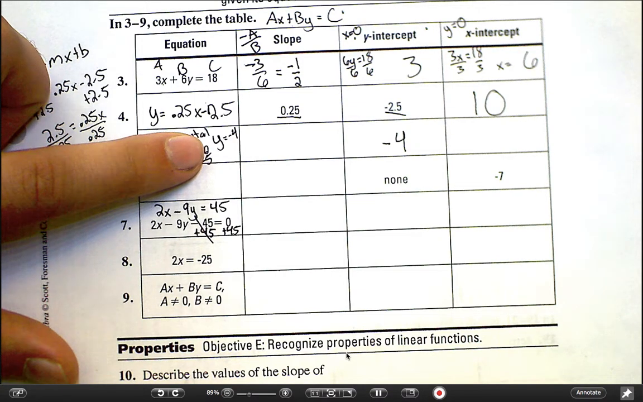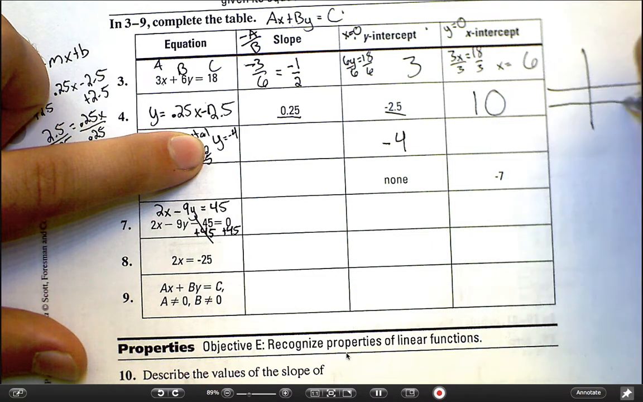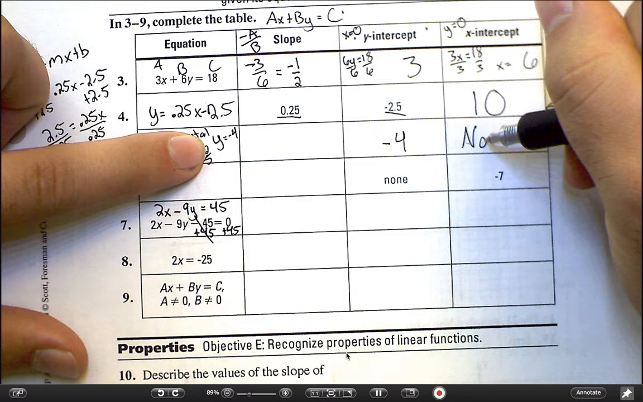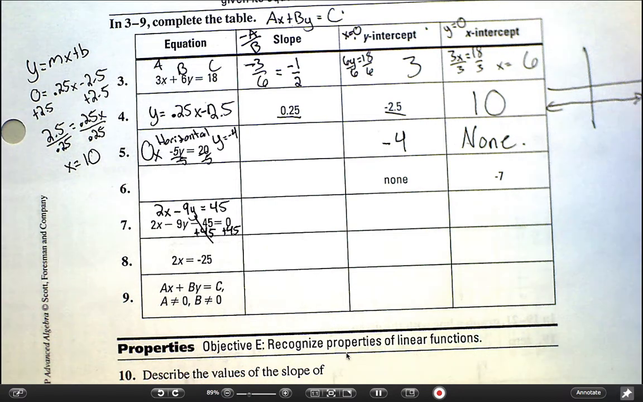In addition to that, if I know that I have a horizontal line, I'm going to draw just a quick picture of this over here on the right side. I have a horizontal line down here at -4. For the x-intercept, I'm never going to cross that line. And so we're just going to say here that it's none. Because I'm parallel to that x-axis, I'm never going to cross it.